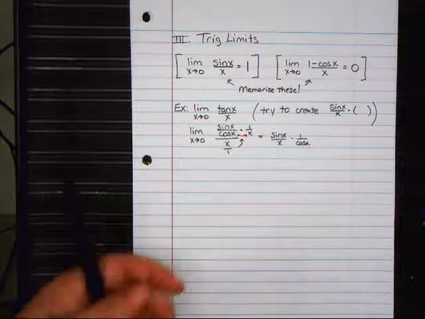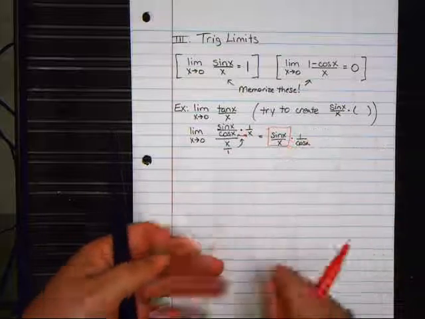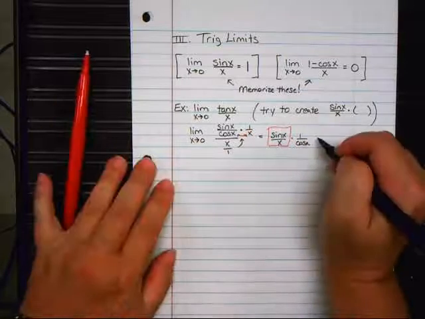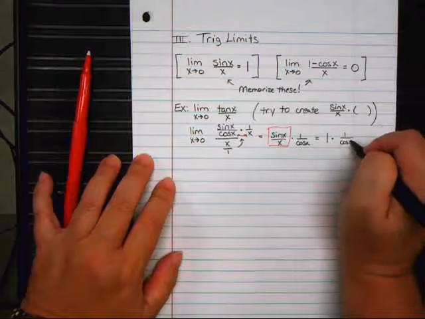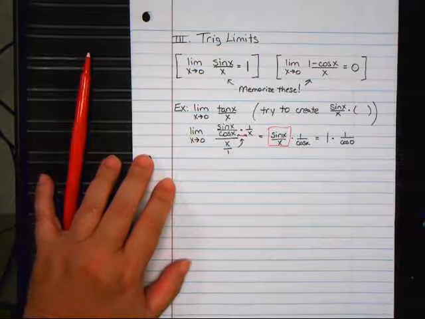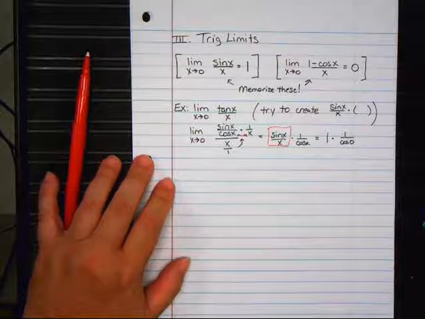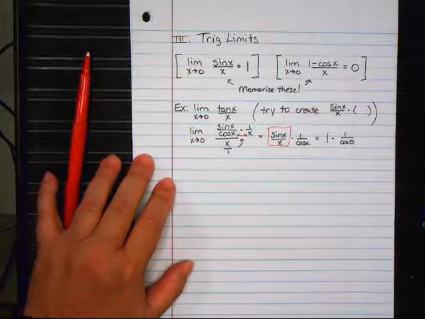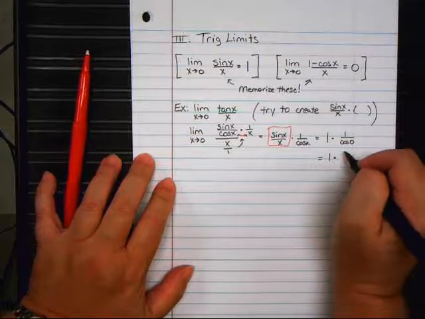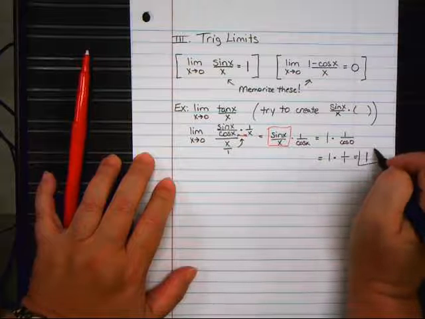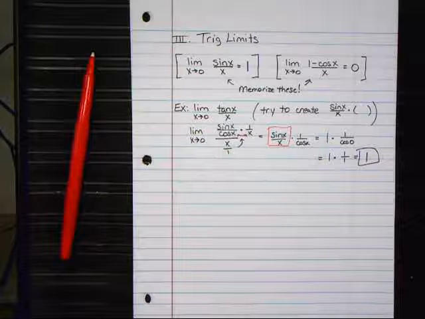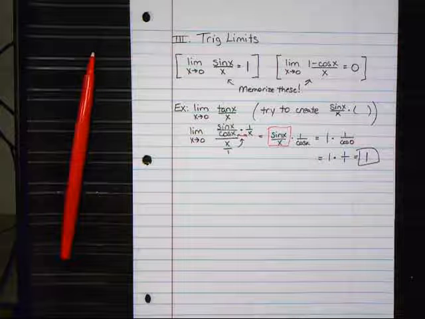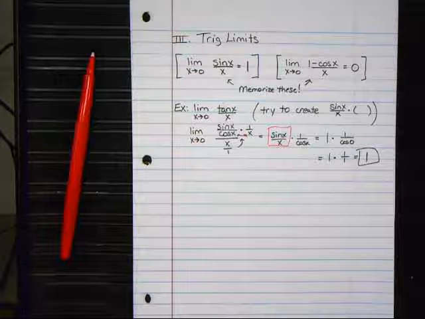Okay? So this has a limit of what? 1. So it's 1 times 1 over cosine of 0. Now I can substitute in the 0. What is the cosine of 0 again? 1. So this equals 1 times 1 over 1, which is 1. And there's the limit. Do you have a question on what I did?